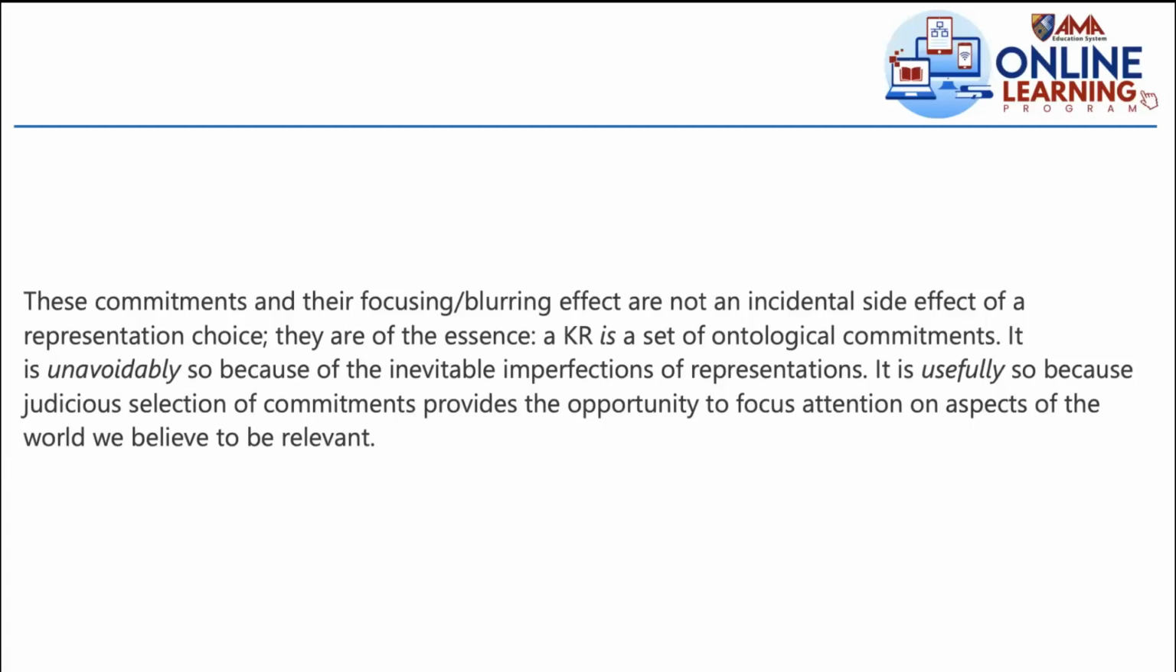How will you represent the knowledge? As we learned in the website and in this module, there are 4 main ones. It can be more, but there are 4 main. That's the thing mentioned here, the representation choice. So that is the essence, part of what you choose: the focusing blurring effects. So a knowledge representation is a set of ontological commitments. It is unavoidably so because of the inevitable imperfections of representations we discussed in the first role. That's why this focusing blurring effect is unavoidable. Once you choose what knowledge representation technology to use in your AI program, this for sure will happen.